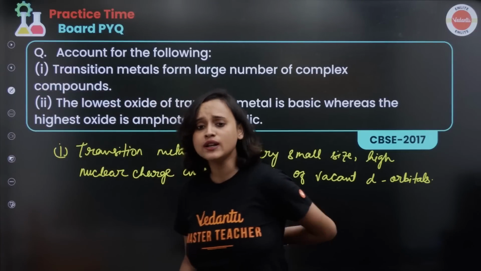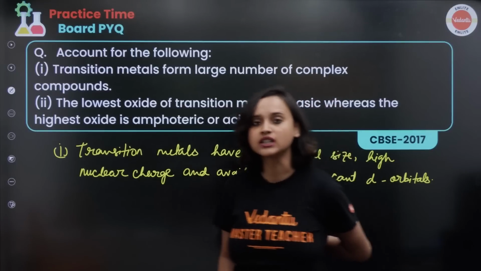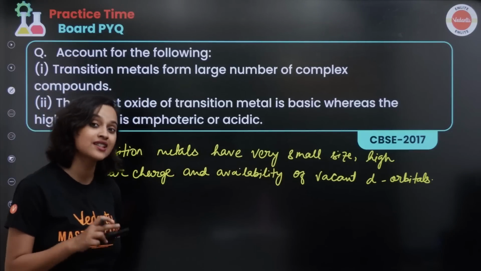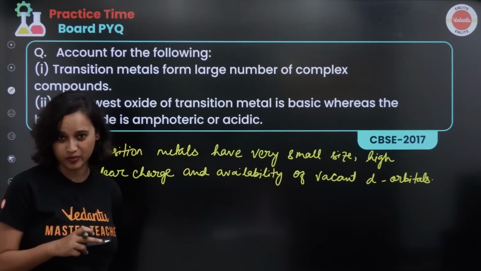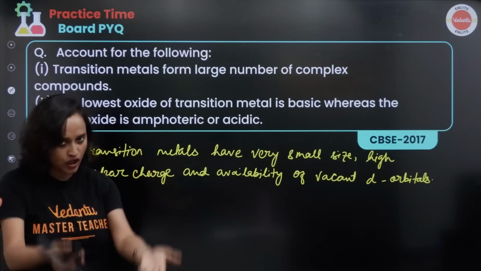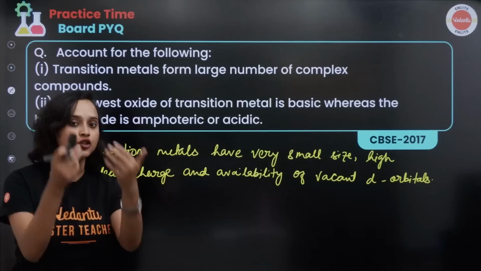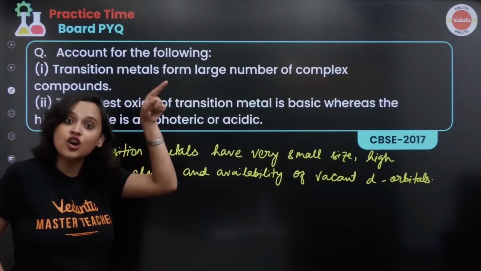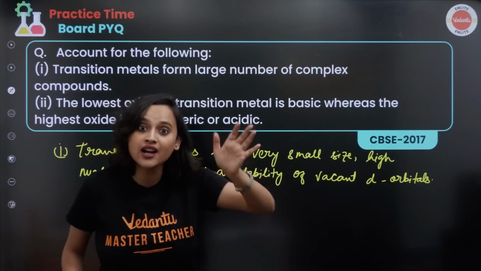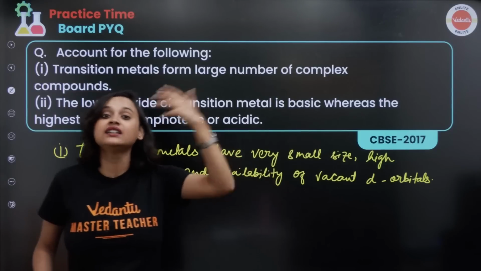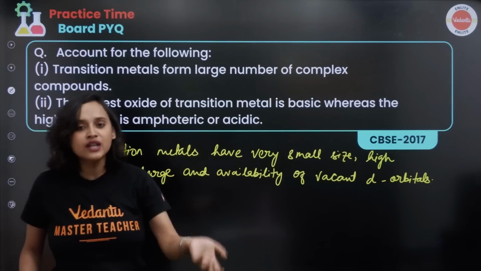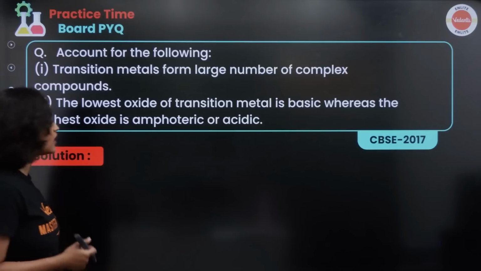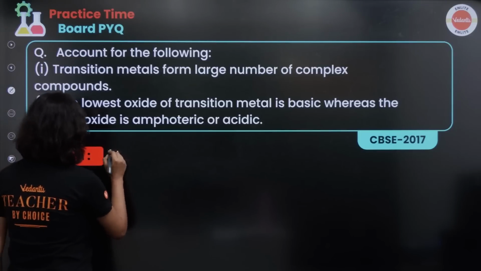Now, the lowest oxides of transition metals are basic. Why? Because they still have some electrons in the d orbitals which they can donate. Because they can donate, they become basic in nature. Whereas in the higher oxides, they don't have electrons to donate. Rather, they can accept, which makes them amphoteric or acidic. So let's write that down. The second one, I'm writing it here.